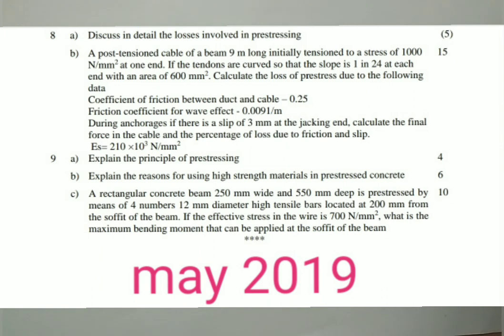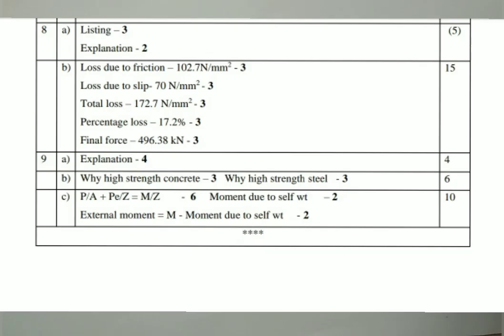Now the C part: a rectangular concrete beam 250 mm wide and 550 mm deep is pre-stressed by means of 4 numbers of 12 mm dia high tensile bars located at 200 mm from the soffit of the beam. If the effective stress in the wire is 700 Newton per mm square, what is the maximum bending moment that can be applied at the soffit of the beam? It carries 10 marks.